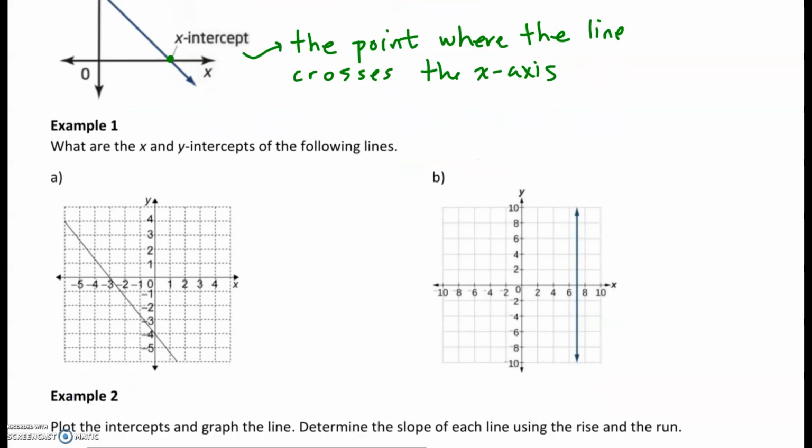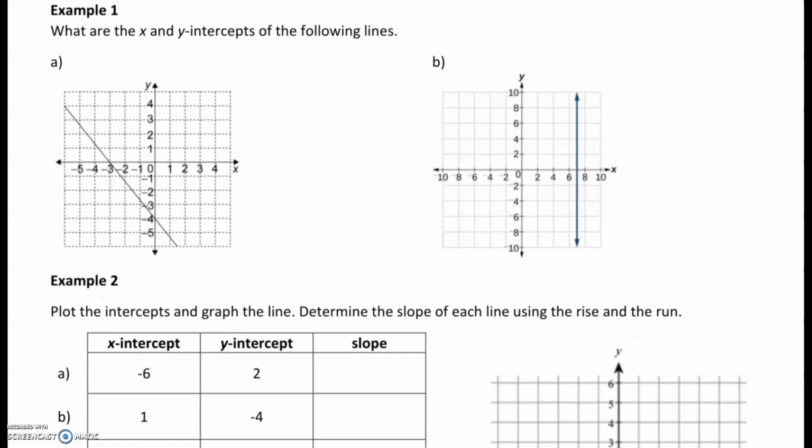Okay, in the first example, we're just going to practice stating what the x and y-intercepts are for the following lines. So first I'll identify them. So the x-intercept, and we write the x-intercept with the short form int, is -3, and the y-intercept is -4.